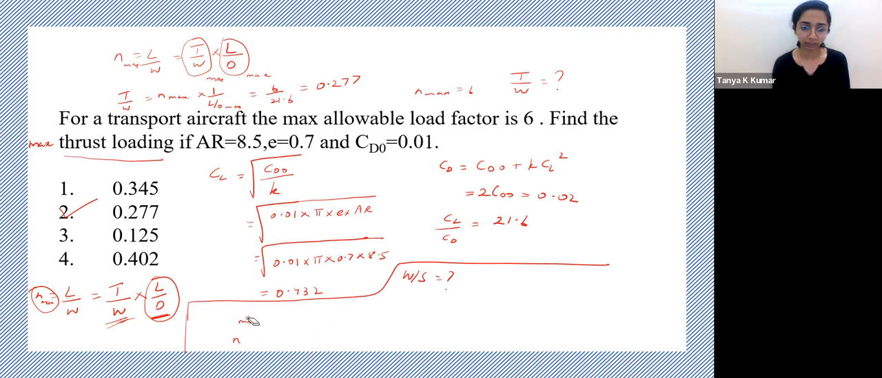Okay, let's just start with the lift equal to weight equation and proceed from there. So you have lift equal to nW, and here you have half rho V square S CL equals nW. And you need W by S. So W by S is q CL upon n, right?